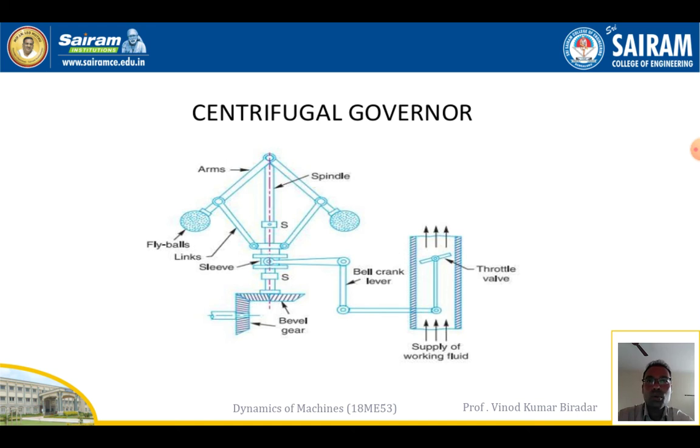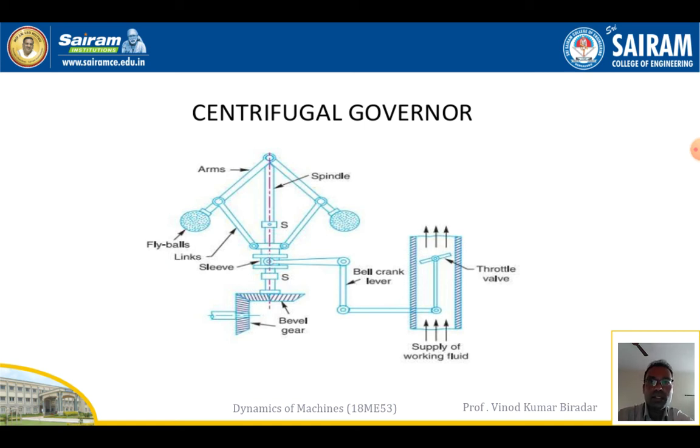The balls rotate with a spindle which is driven by an engine through a bevel gear. This bevel gear is also connected with the spindle speed. The upper ends of the arms are pivoted, that is fixed to the spindle, so that the balls may rise up or fall down as it rotates about the vertical axis. As the spindle rotates about the vertical axis, these two balls move outward and inward. Next, this is an arm, and the arm is connected by a link to a sleeve which is fixed to the spindle. The sleeve rotates with the spindle, but it can also slide up and down, that is an upward and downward movement.